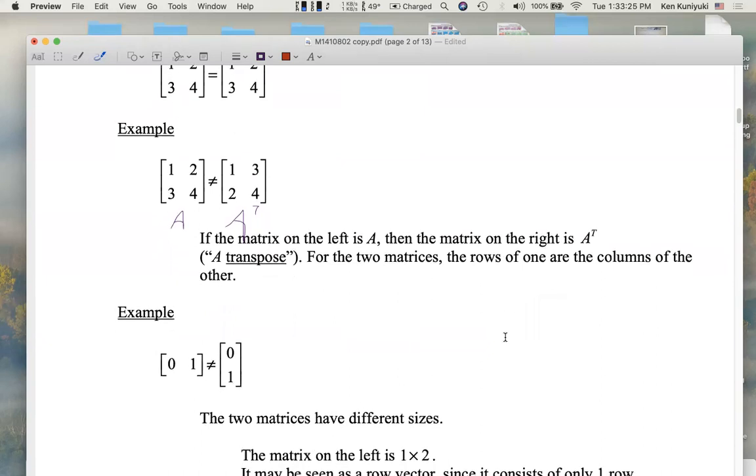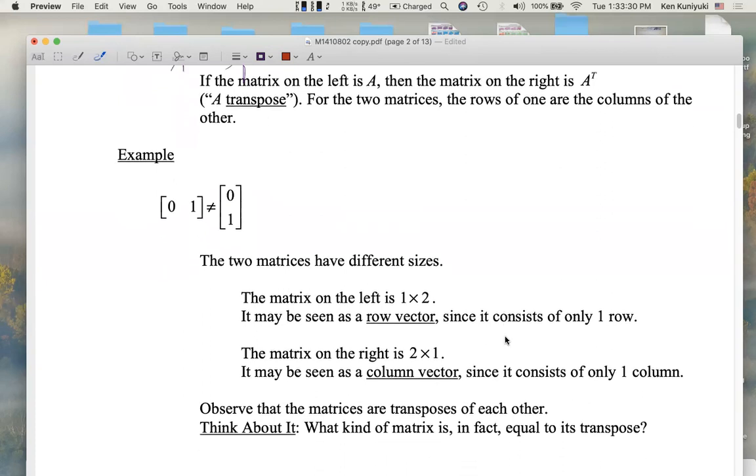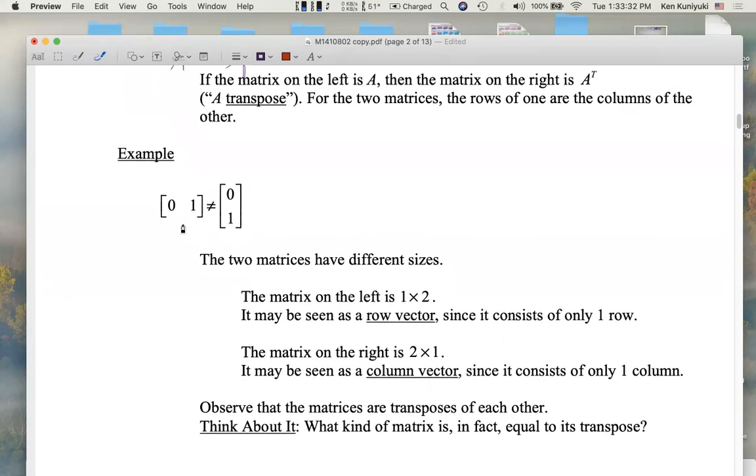Over here, if we consider these as matrices, this matrix is 1 by 2, and this matrix is 2 by 1. Now, sometimes we might think of this as a row vector, and sometimes we might think of this as a column vector. And by the way, these are transposes of each other.